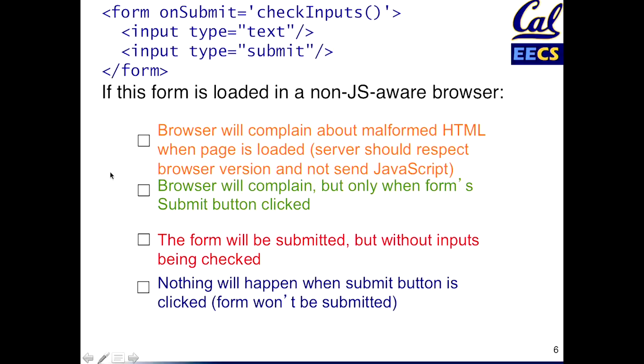And if you load this form into a browser that doesn't have JavaScript enabled for whatever reason, what's going to happen? Will the browser complain because the HTML is malformed? Will the browser complain, but only when you try to submit the form because you have this onSubmit handler? Or the form actually will be submitted, but the inputs won't be checked, so whatever this function was intended to do just won't get done, or nothing will happen. You'll click the submit button, and it'll just sit there, and the server will not get the form. So which of these four things will happen in a non-JavaScript-aware legacy browser?